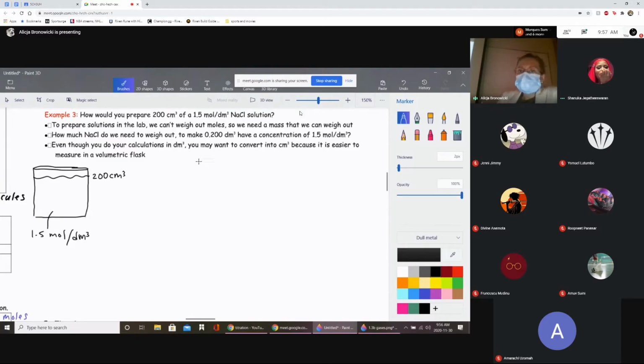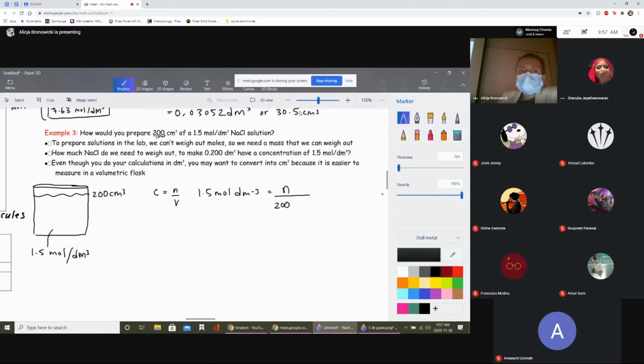Okay, so let's figure out how many moles of salt we would need. So remember, C equals n over V, right? I want my concentration to be 1.5 mole per liter. And that means I have to put some amount of moles into 200 cubic centimeters. Let's make that dm^3. So we just take the decimal point and move it 1, 2, 3. So 0.200 dm^3.